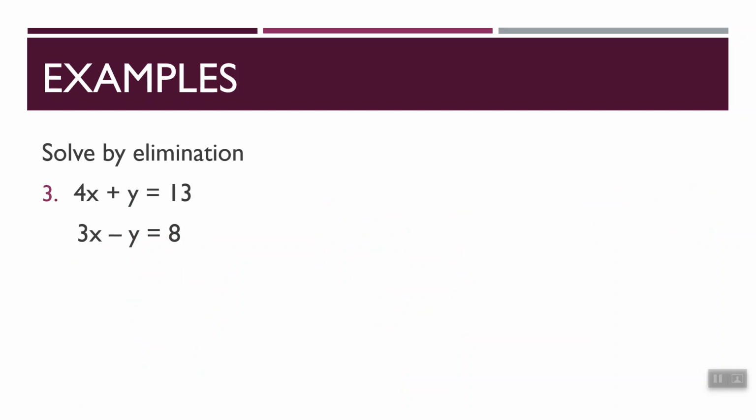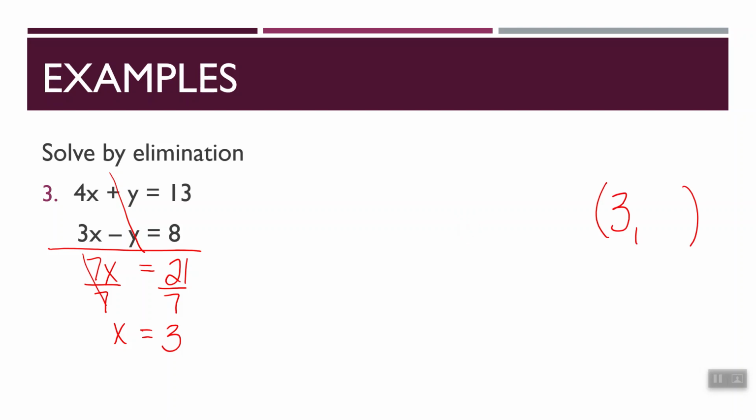Number 3, 4x plus y equals 13 and 3x minus y equals 8. Again, you can see that it's the y's that have the opposite coefficients, so those are going to cancel out. 4x plus 3x is 7x, and 13 plus 8 is 21. Dividing both sides by 7, we find that x equals 3.